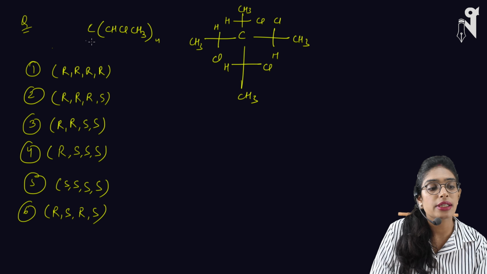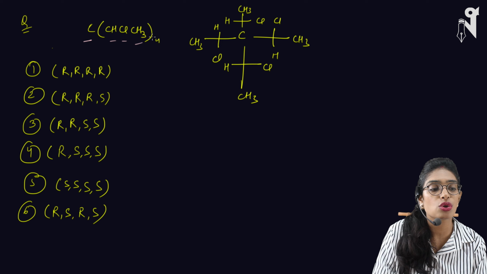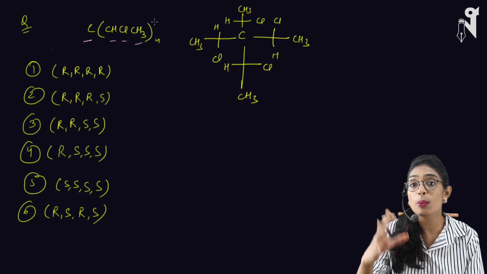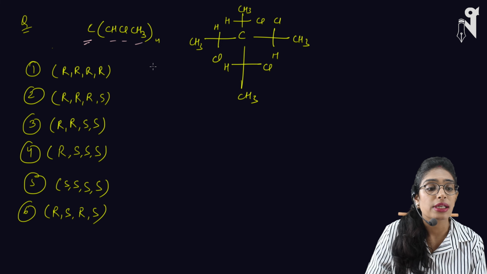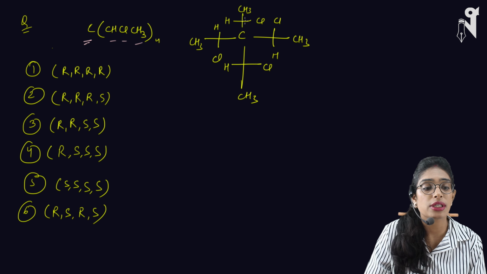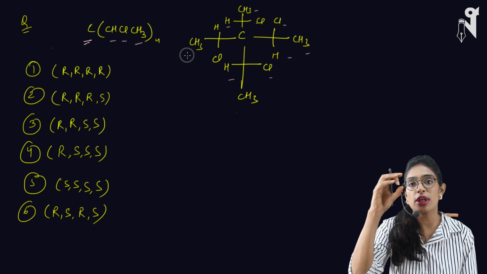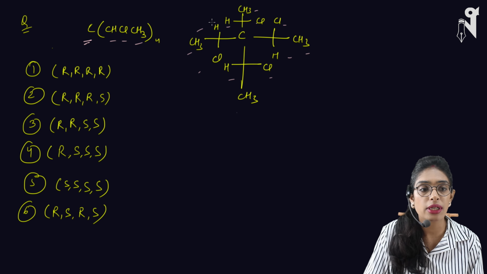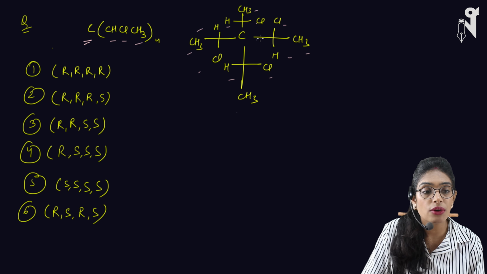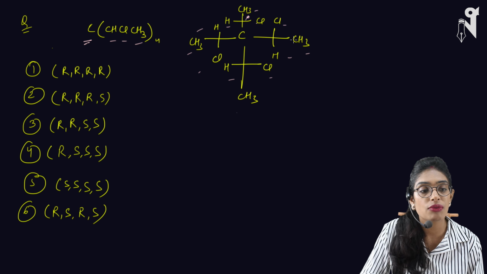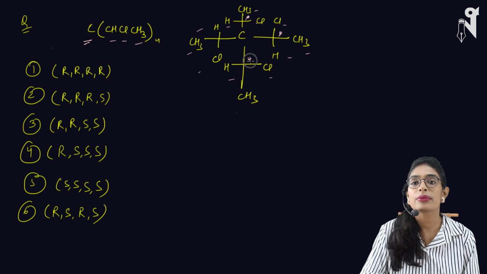The next example is this. We have C, CHCl, CH3. So basically 4 such groups are present on this carbon. If I open it, the structure will be like this: Cl, hydrogen, CH3; Cl, hydrogen, CH3; Cl, hydrogen, CH3; Cl, hydrogen, CH3. So I have put 4 Fischer projections on the center carbon. So the center carbon is not chiral, but individually each of these carbons is chiral, which has been represented by a cross.